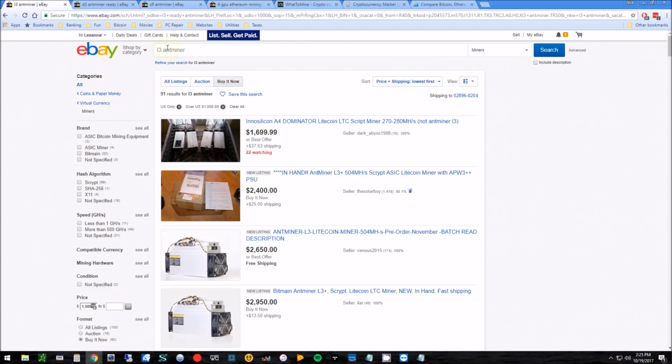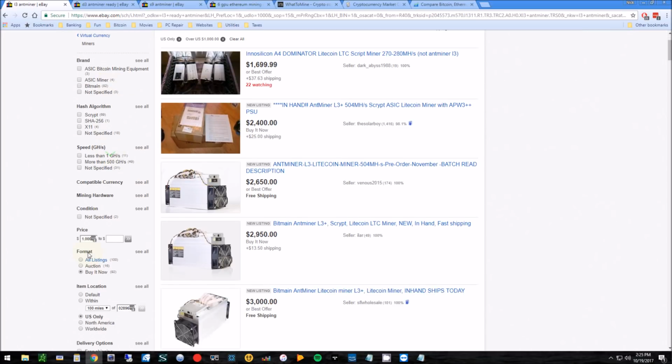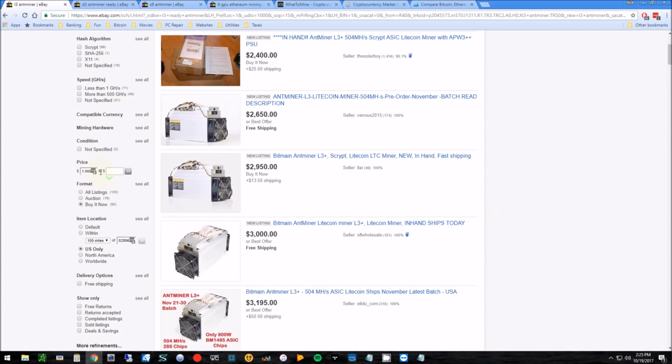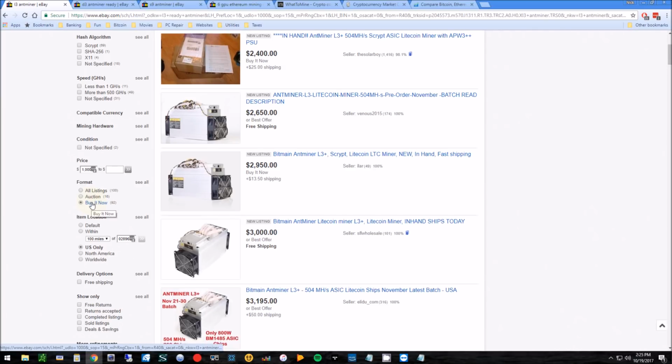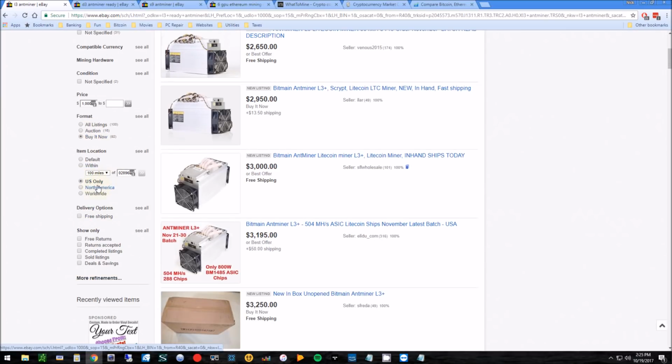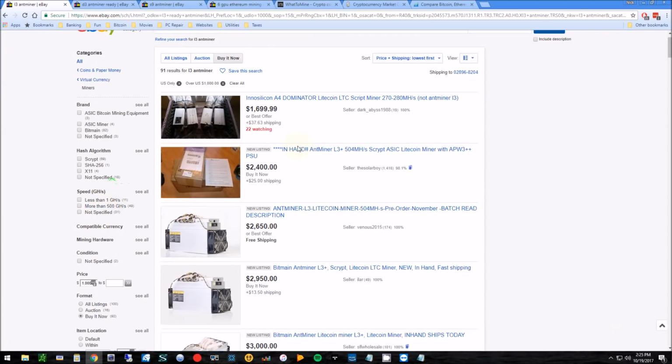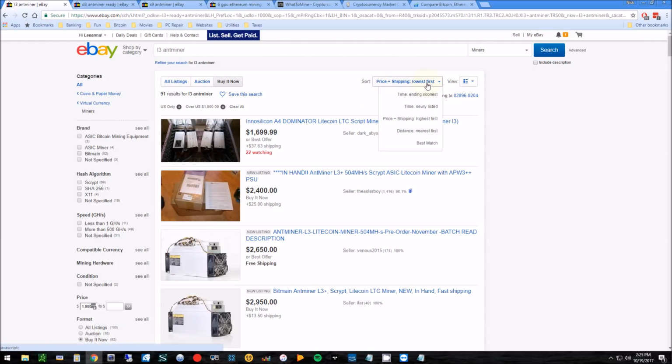Just a couple things to look out for on eBay. So if you're looking for an L3 miner, what I could do down here is hit price, minimum $1,000. Anything below that, you're probably not getting a real miner. Buy it now only, US only. If you live in a different country, choose a different country here. Organized by price, lowest first.